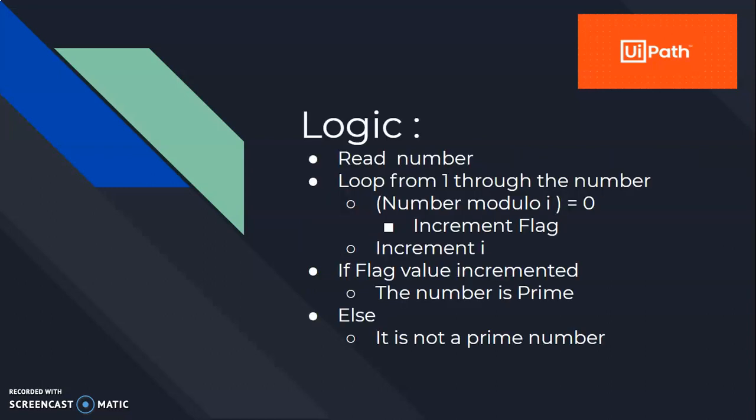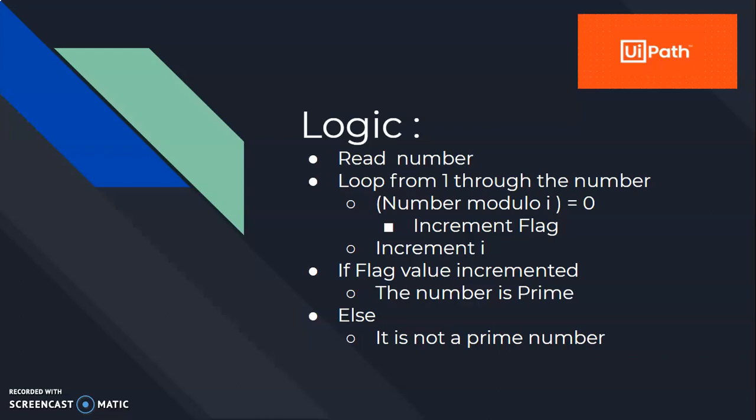So this is the logic for it. Initially we will read the number and initialize some other variables required for checking the primality of the number, and we will start the loop from 1 through the number, and in that we will check for one more condition where number modulo I should be equal to 0.